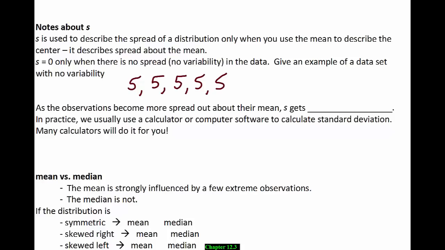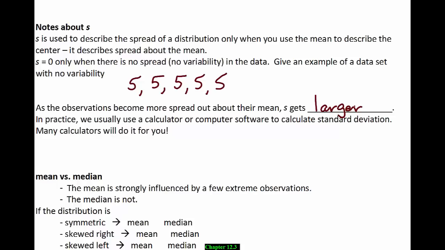As the observations get more spread out around their mean, S gets larger. Doesn't matter if we add an outlier in the upper end of the distribution or the lower end of the distribution. More spread means a larger sample standard deviation. In practice, we usually use a calculator or computer software to calculate the standard deviation, and many calculators will do it for you.